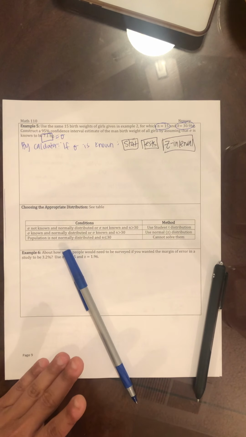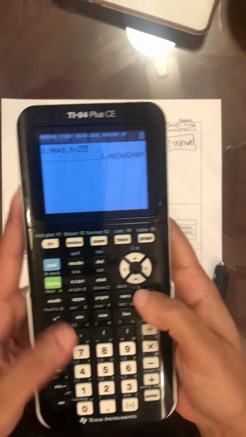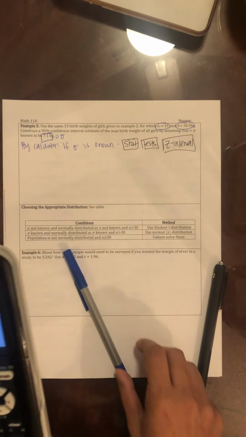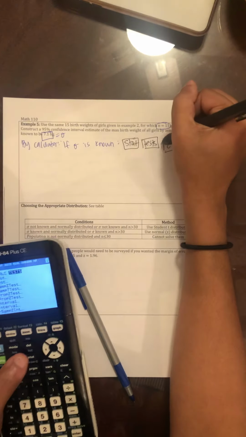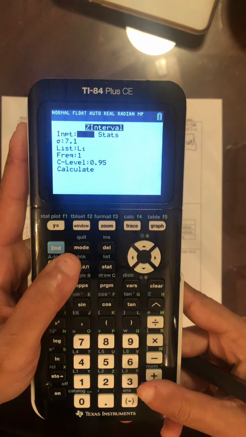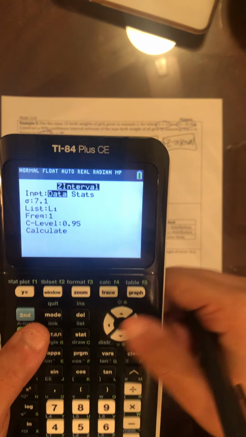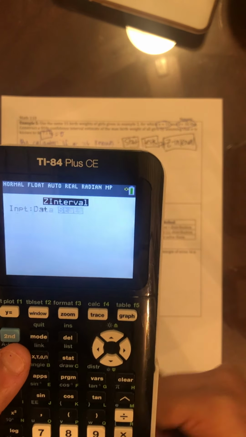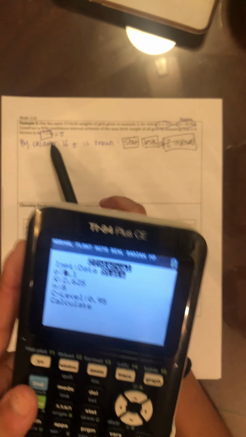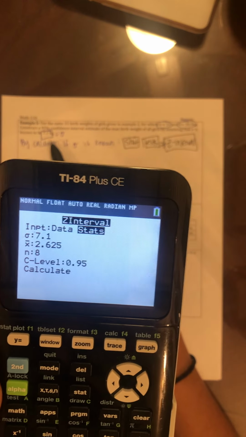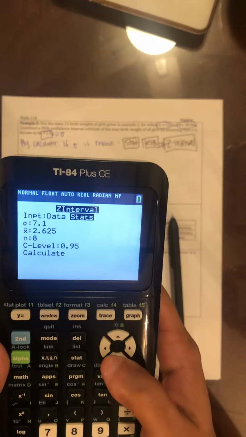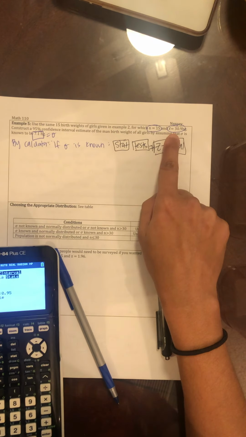Okay, and again, you do have to label everything. So I'm going to go to stat, tests, and it's going to be 7. Is this data or stats? This time it's going to be stats because we're not looking at lists anymore. So what is your sigma? Well, if you wrote this out, it's 7.1. Guess what? I already did it. Your X bar is 30.9.